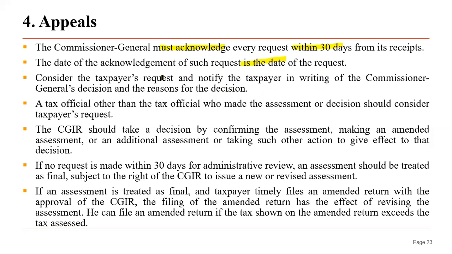Normally, the Commissioner General considers the taxpayer's request and notifies the taxpayer in writing. The Commissioner General will give the determination in writing, the decision, including the reason for the decision. Then the next bullet point: the tax official, other than the tax official who made the assessment, should consider the taxpayer's request. Normally, the assessment is issued by one person, but here in practice, they have a separate unit, the tax appeal unit. The appeal unit is a separate unit.